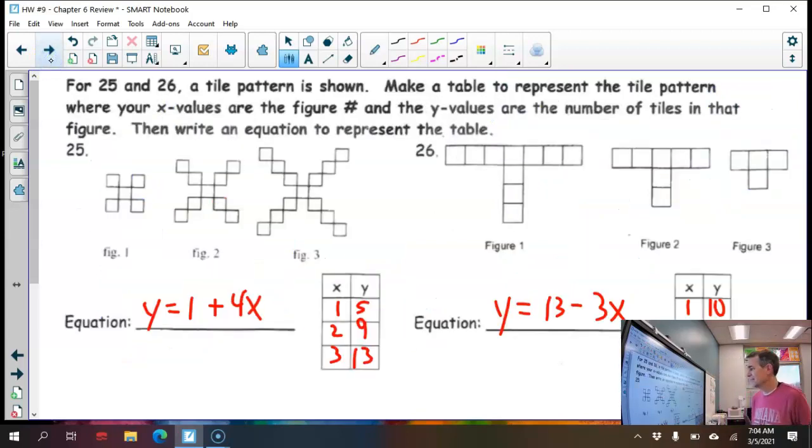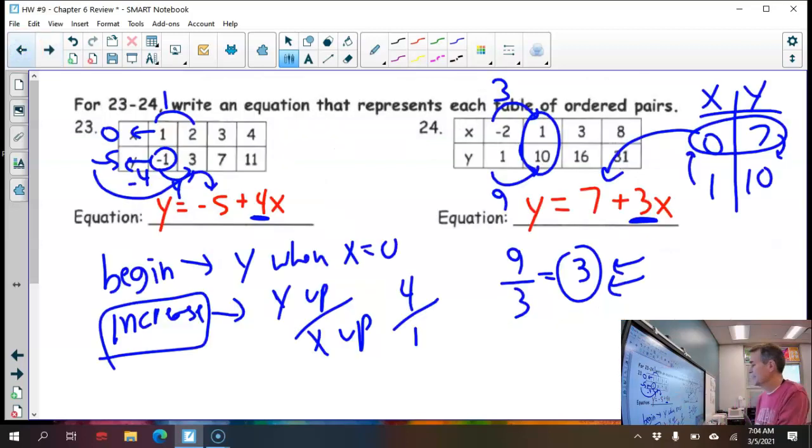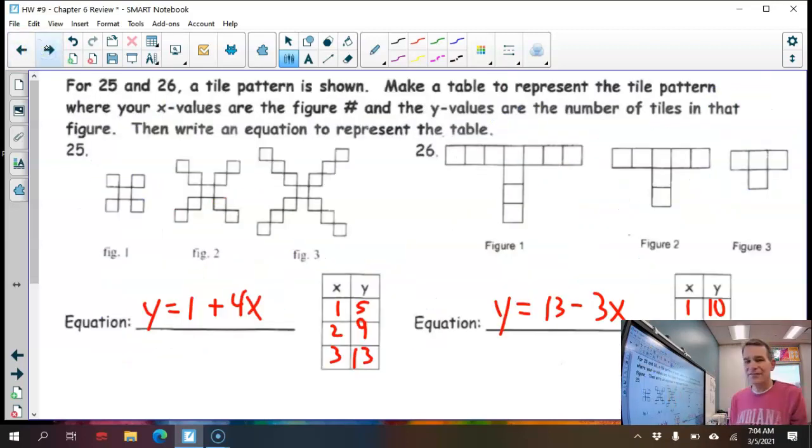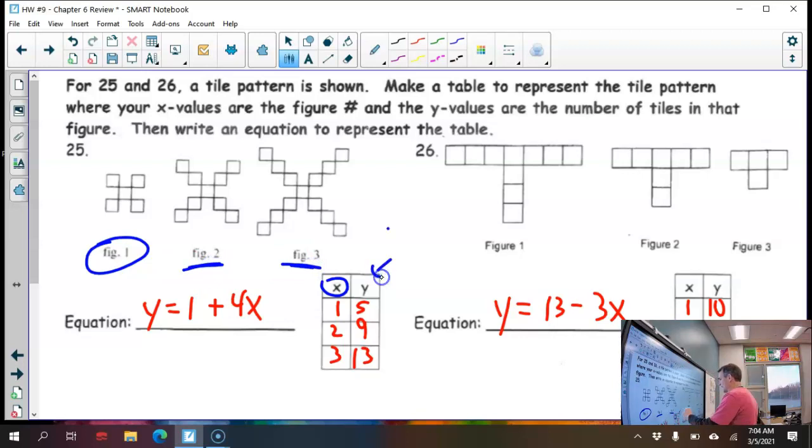All right, this takes me to the last problems, and these are really exactly what we just did. It's exactly the same as doing these tables. The only difference is first you have to make a table. So I have these tile patterns, and the x value is the figure number. So I put all the figure numbers in for x, figure 1, figure 2, and figure 3. Where the y value is the number of tiles in that figure.